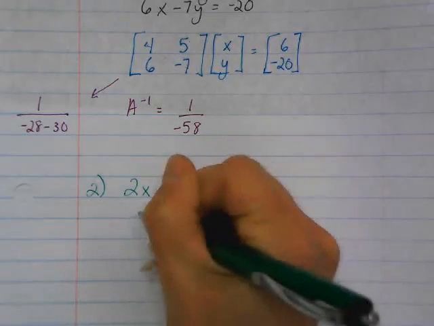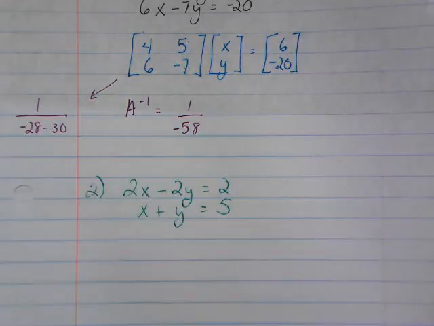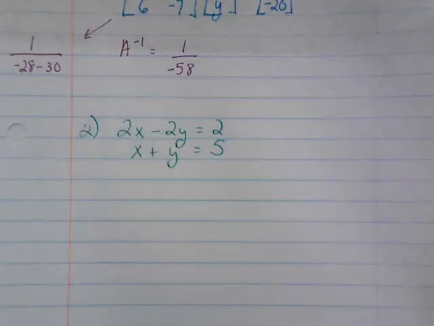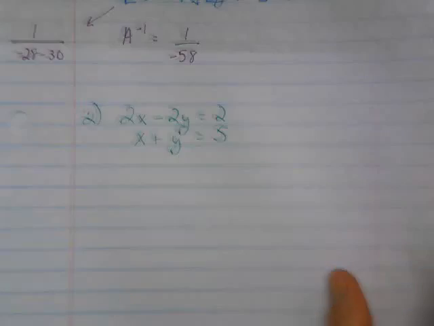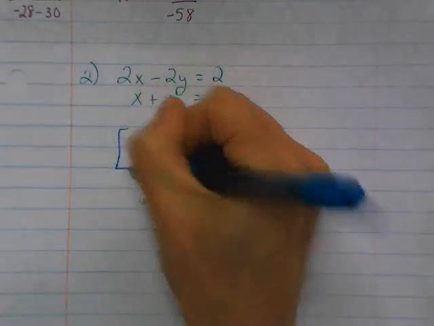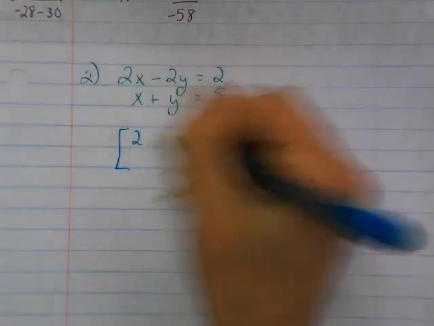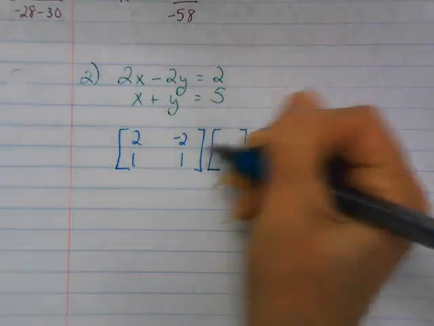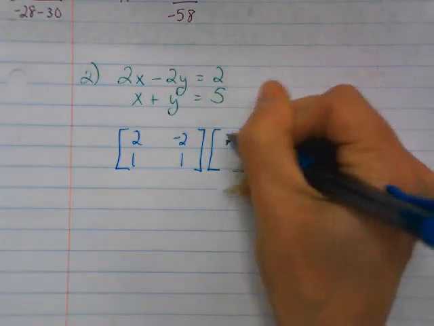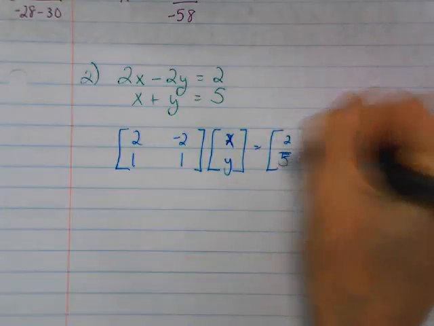And I understand we could do this by elimination, it'd be a lot quicker, but we're learning a new practice. Tomorrow I'm going to show you why you're learning to do this by hand. Alrighty, so first things first, let's go ahead and write our stuff in terms of matrices. So 2, negative 2, 1, 1, and x and y, and 2 and 5. Okay, what I'd like you to go ahead and do is find your inverse matrices.